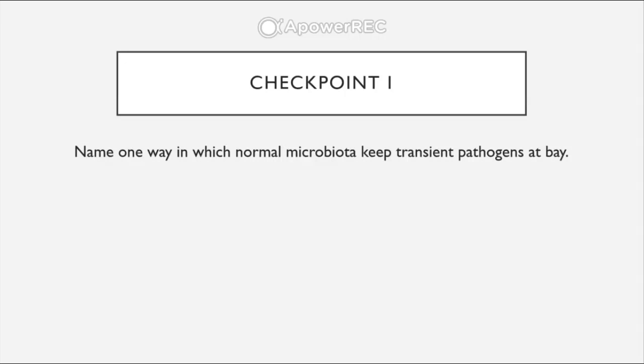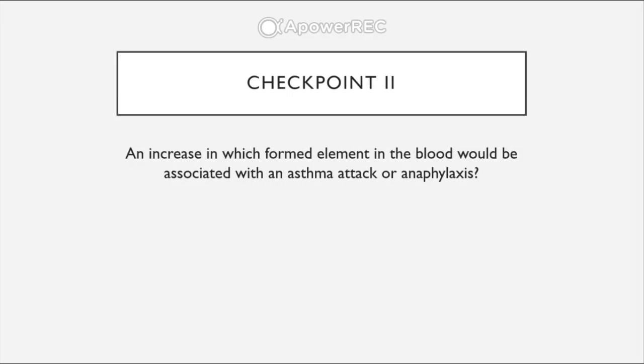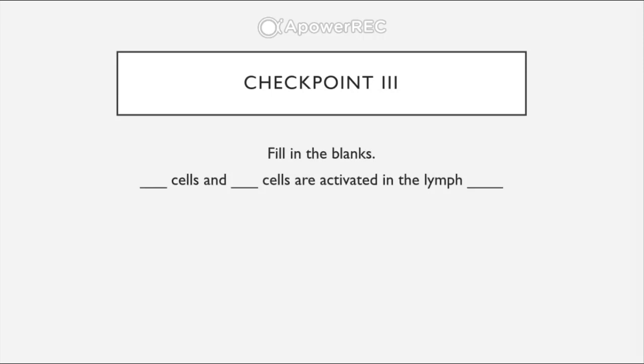Okay, now it's time for checkpoint questions. Checkpoint 1. Name one way in which normal microbiota keep transient pathogens at bay. Checkpoint 2. An increase in which formed element in the blood would be associated with an asthma attack or anaphylaxis. Checkpoint 3. Fill in the blanks. Blank cells and blank cells are activated in the lymph blank.